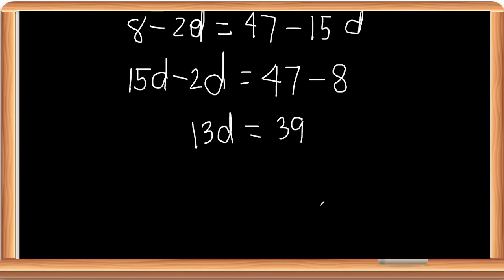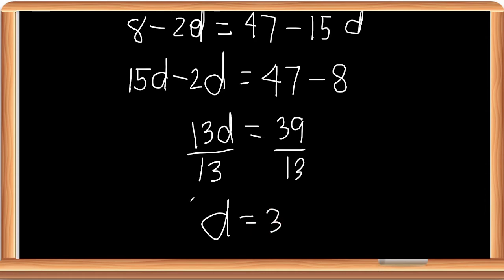Okay, makukuha na natin yung d. Why? Since d lang hinahanap natin, ang kasama ng d is 13, so we have to divide both sides by 13. No? So, d therefore is equal to 3. So, alam mo na that d is equal to 3.